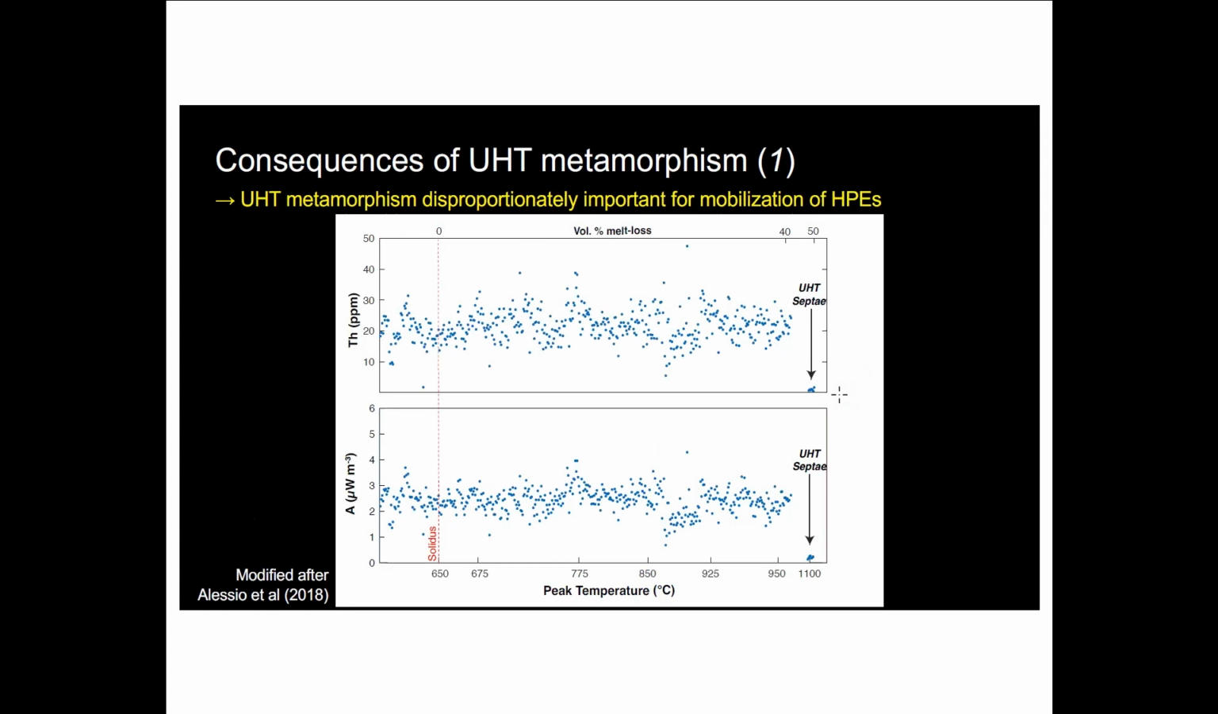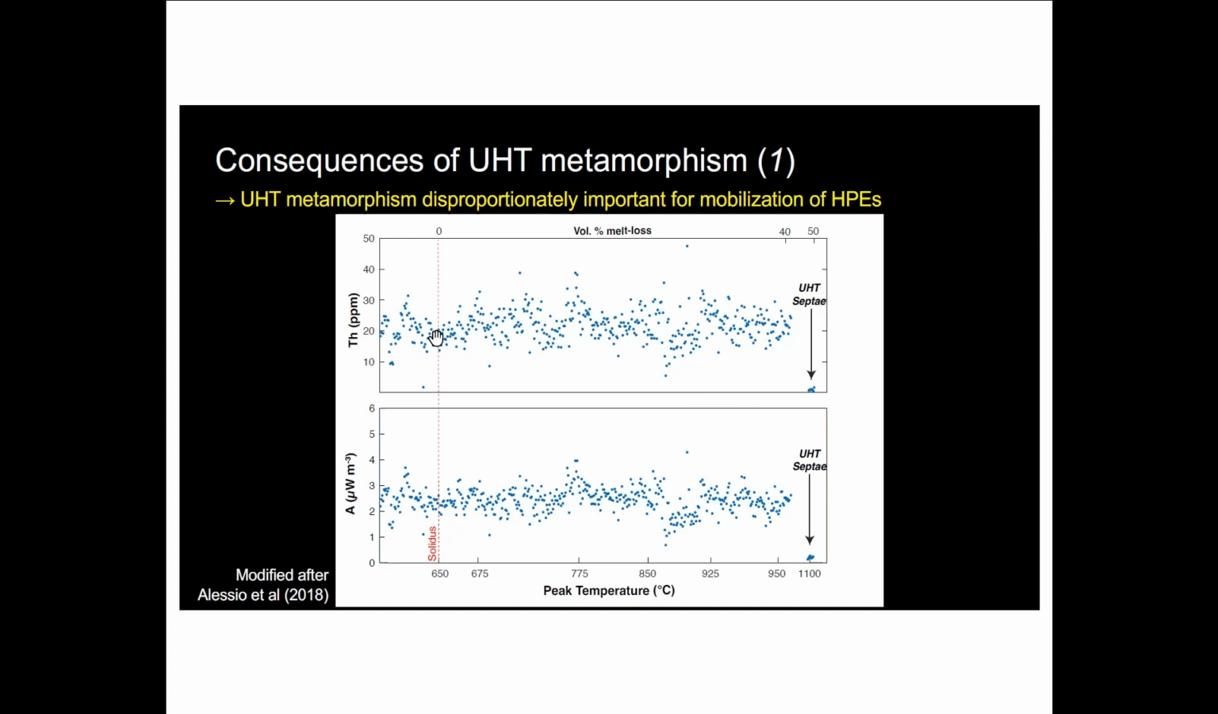Okay, the dissolution of monazite under UHT conditions has huge implications for the heat production throughout the continental crust. Shown here is the work of Alessio. In 2018, they measured heat production along the Ivrea zone, really nice study. And they made the point that really the heat production was conserved independent of grade.